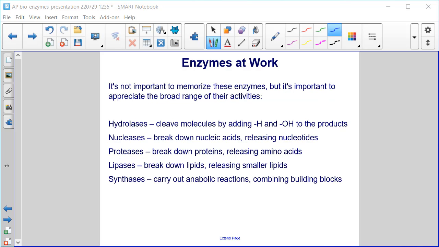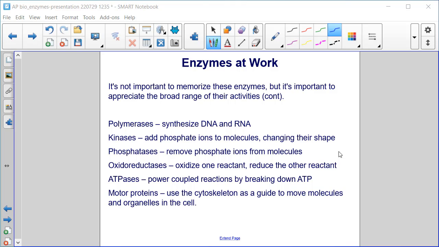It's not important to memorize these enzymes, but it is important to appreciate the broad range of their activities. Hydrolases cleave molecules by adding a hydrogen group and a hydroxide group to the products. Nucleases break down nucleic acids, releasing nucleotides. Proteases break down proteins, releasing amino acids. Lipases break down lipids, releasing smaller lipids.